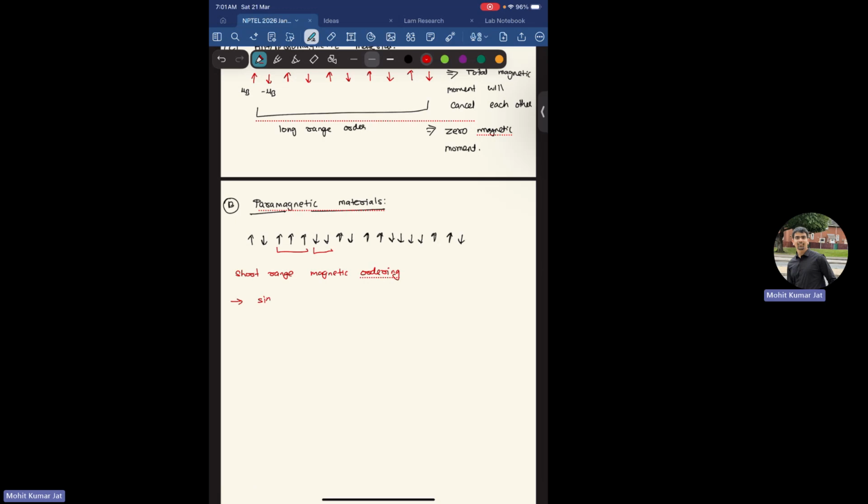Since there is no long range order, the material has net zero magnetic moment.